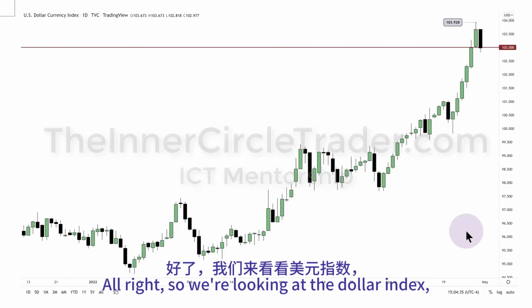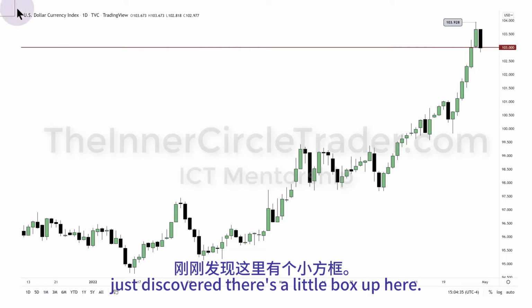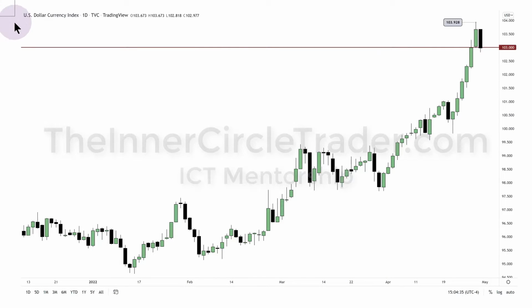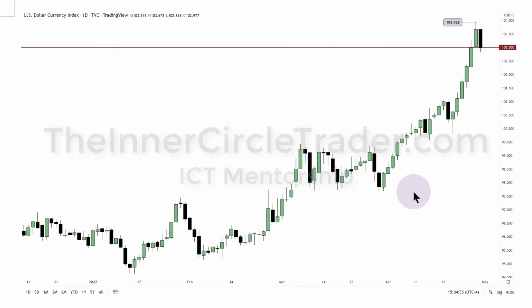All right, so we're looking at the dollar index. It's our daily chart. And I just discovered there's a little box up here, and that is driving me nuts. I have no idea what that is, but it's going to get on there. We'll have to make do with it because I'm pressed for time.